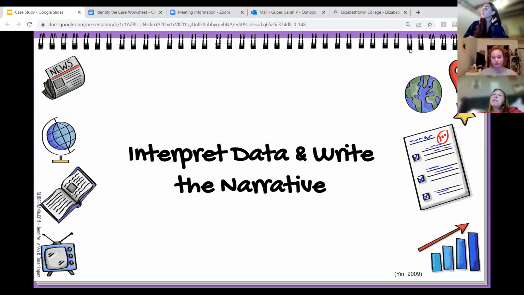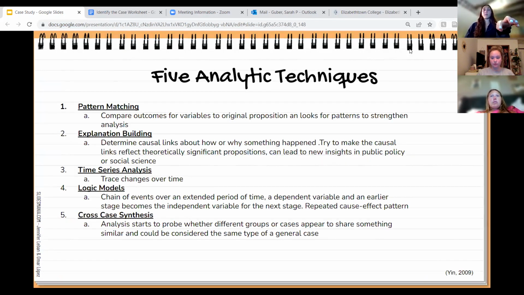So now, interpret the data and write the narrative. For this, there are 5 analytic techniques. First, there's pattern matching, and this is when it compares outcomes for variables to the original proposition and looks for patterns to strengthen the analysis. 2 would be explanation building, and this is to determine causal links about how or why something happened. You're trying to make the causal links reflect theoretically significant propositions, and this can lead to new insights in public policy or social science. 3 is time series analysis, and this traces those changes over time.